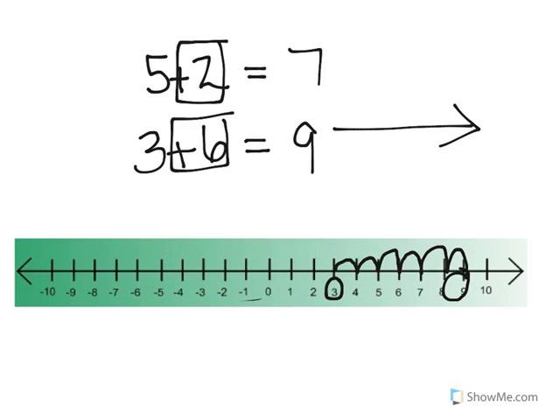Alright, now let's add with negative numbers. I'm not going to continue showing you how to add positive numbers because that's easy. You already know how to do that. Let's add negative numbers.